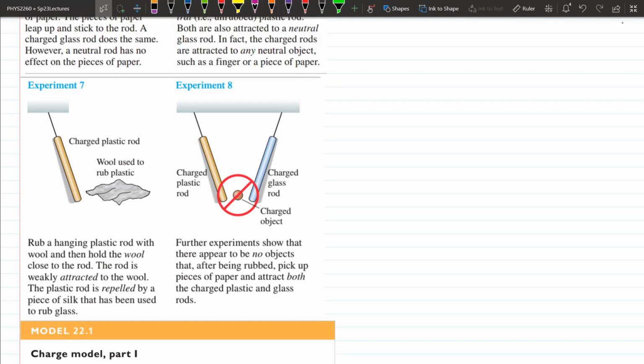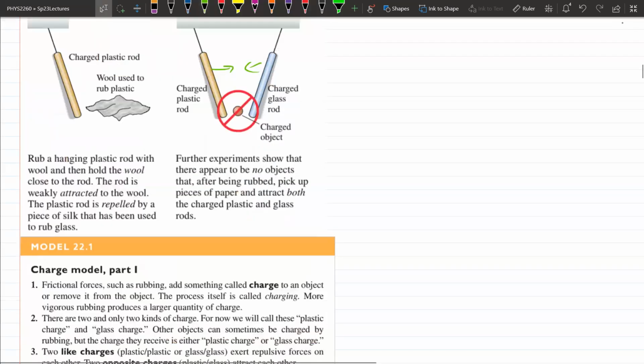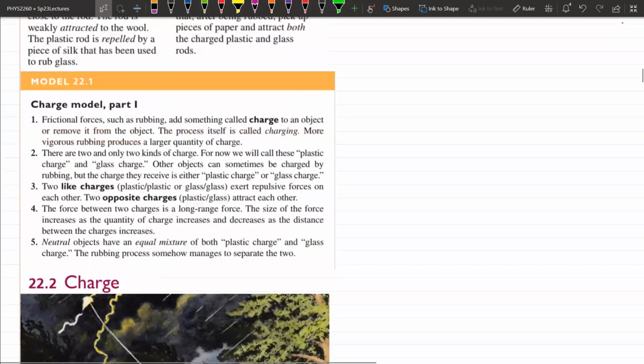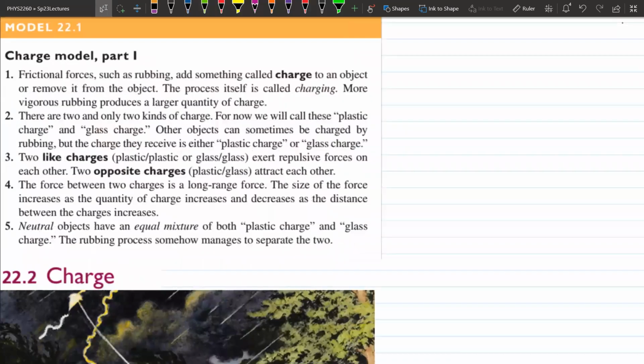Further along, if you had these two charged rods next to each other, they will attract. Putting another object between them that has not been rubbed doesn't make any difference. So those are the 8 different things we're trying to explain with what's called a charge model. This is what we see so far.